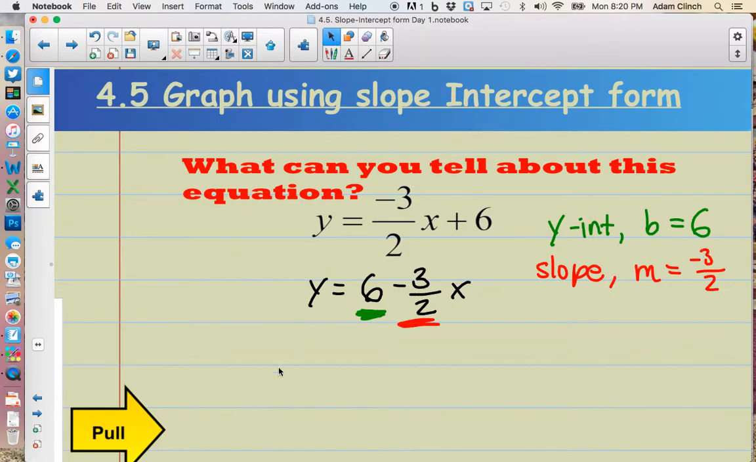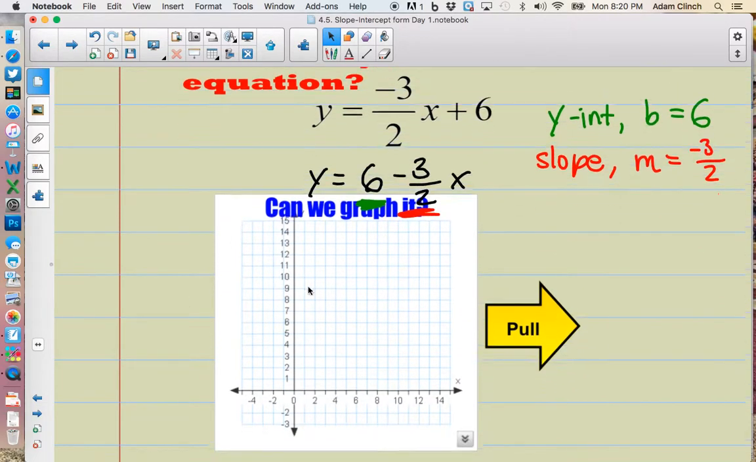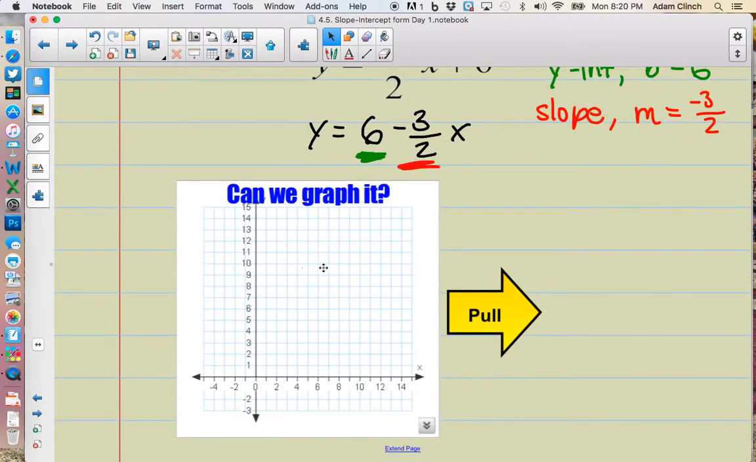Just by knowing that, I don't need to make a table. I've kind of seen how this works, and I can be quicker than that. So we're going to graph this down below. I want to graph 6 minus 3/2 x. Where do I start? I start with my y-intercept, which is right here at 6. That's where my story starts.